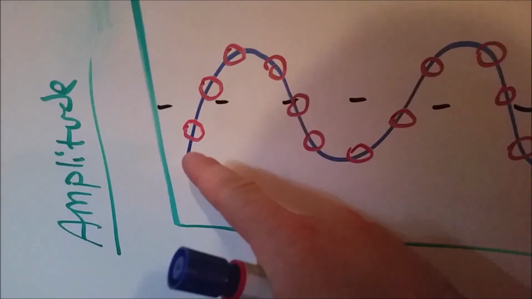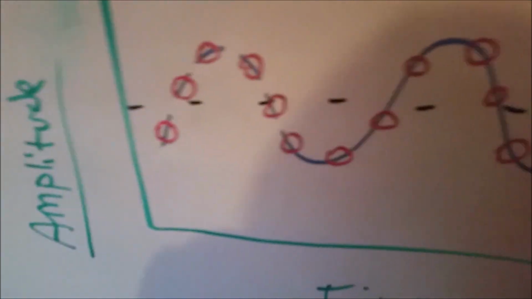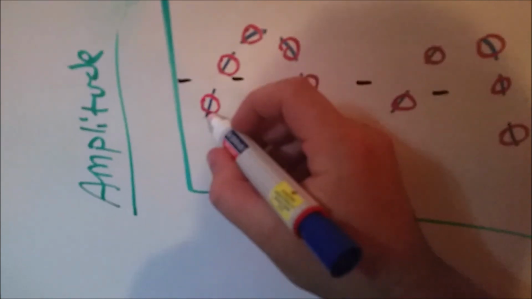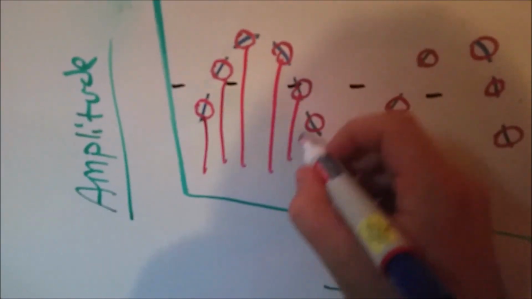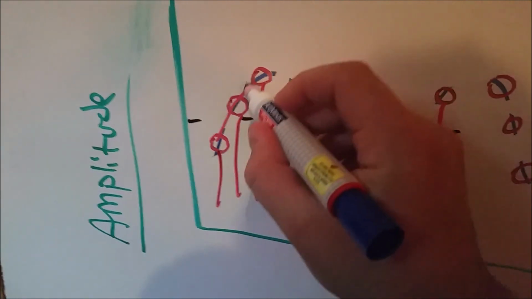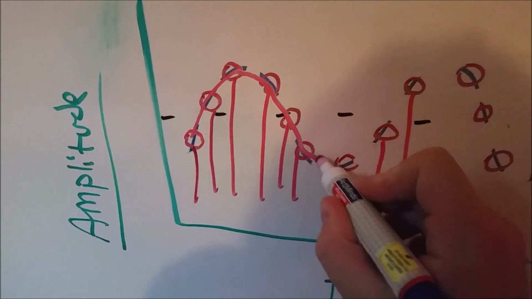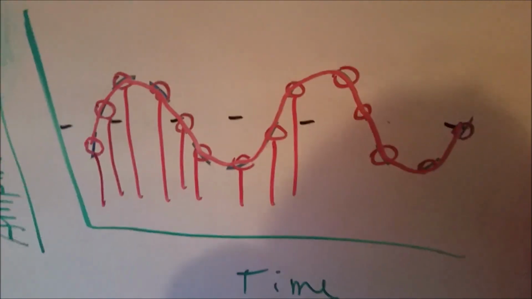So that later, when you no longer have this continuous signal, the computer can then rebuild that wave based upon the sample information. As you can see, the computer can somewhat connect the dots and recreate that waveform.